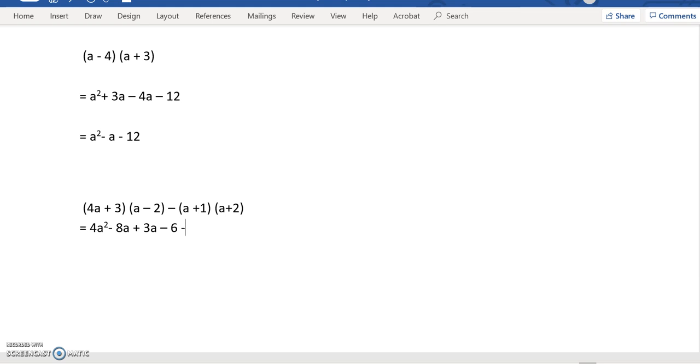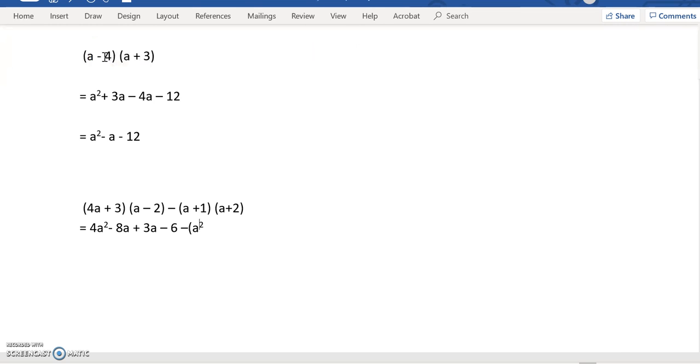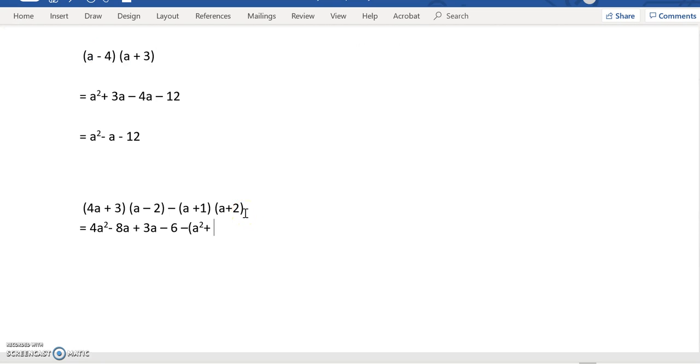And then we've got to subtract all this second half of the equation. So A times A, as we multiply out the brackets, is going to be A squared. And then we've got A times 2, which is 2A. Then we've got 1 times A, which is just A, and 1 times 2, which is just 2.